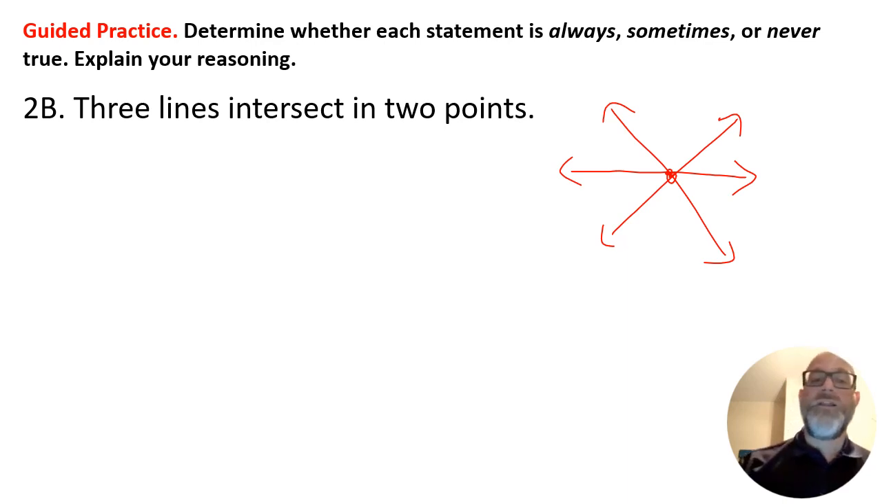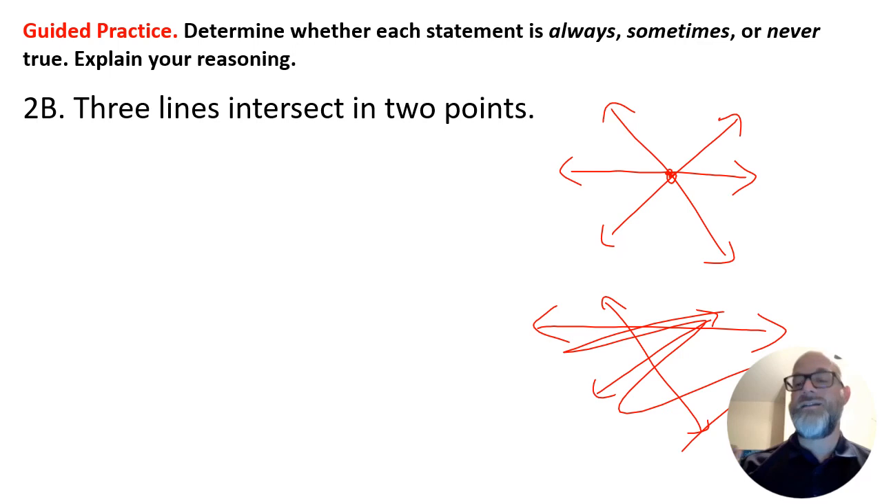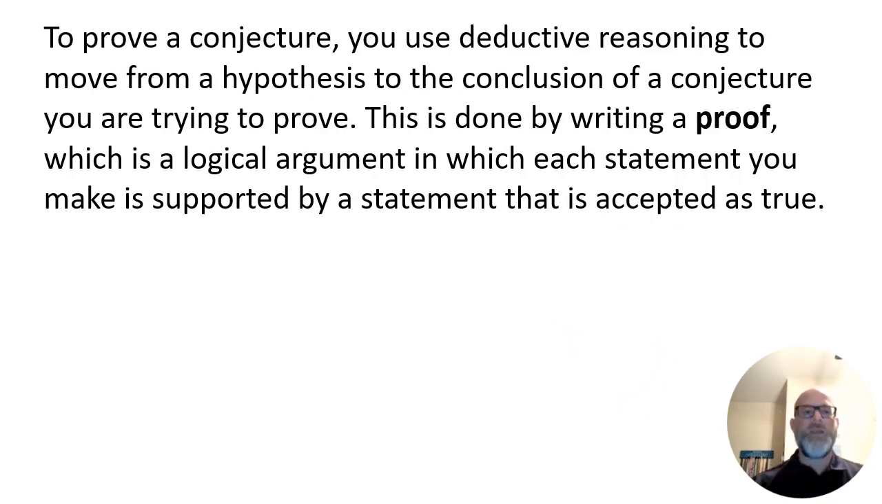Okay. Three lines intersect in two points. That cannot happen. Not all three of them intersecting each other, right? We're not talking about something like this. That's not on the table. That's not what we're discussing. We're discussing where all three lines intersect together at the same point. All right, so three lines intersect in two points. Always, sometimes, or never? No, never. Postulate 2.6. If two lines intersect, then their intersection is exactly a point. Same thing goes for three.